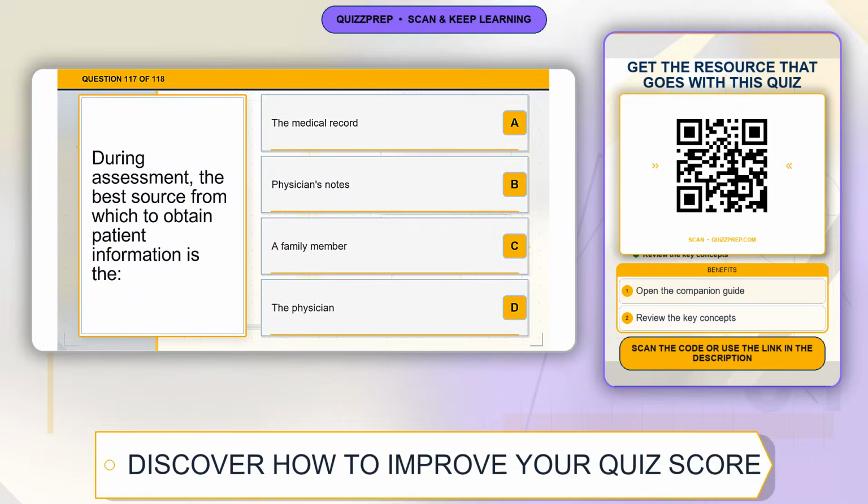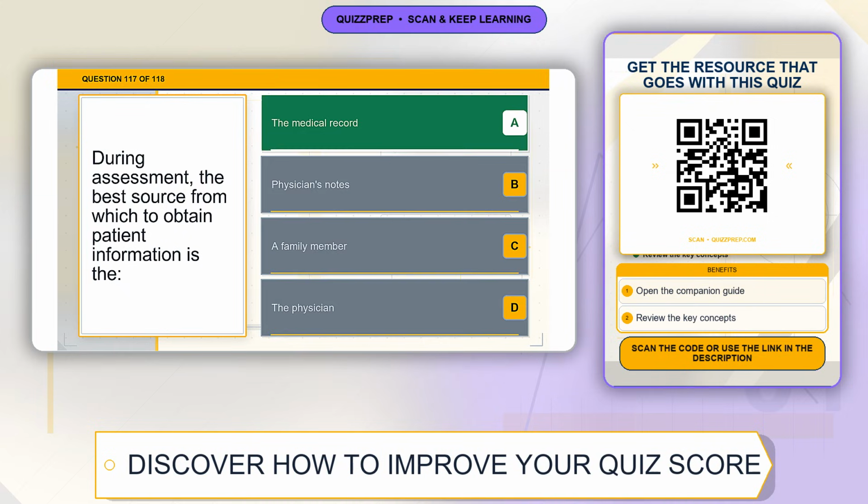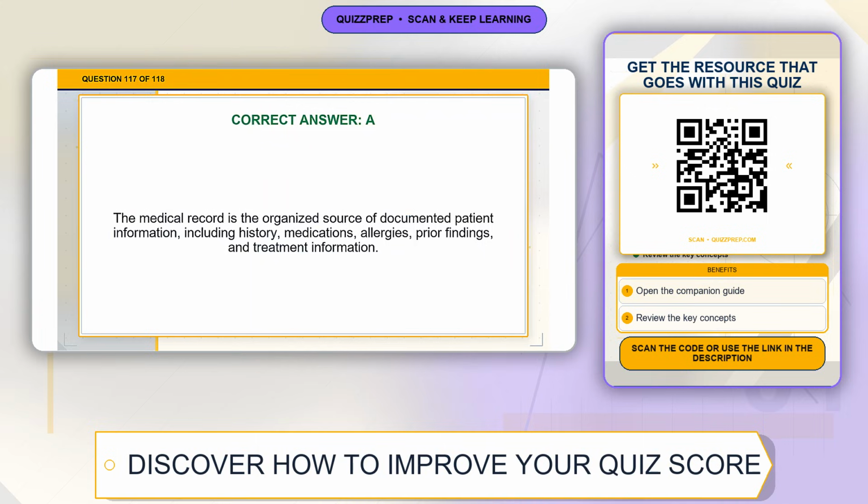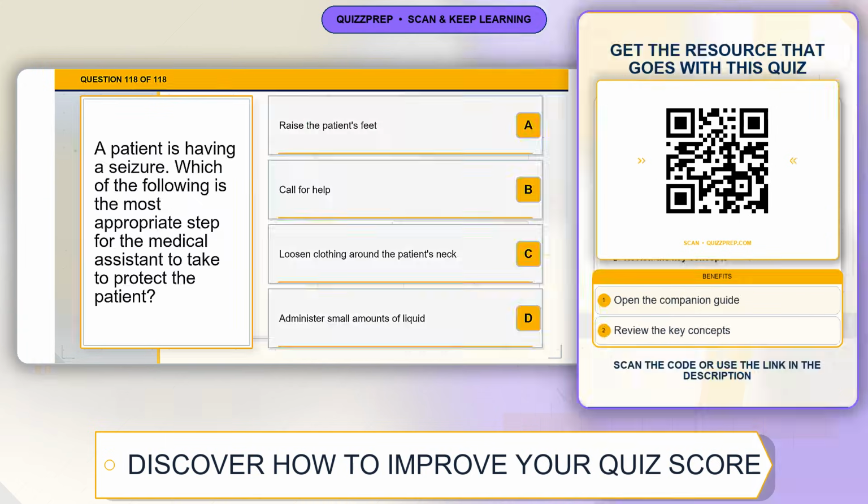Question 117. During assessment, the best source from which to obtain patient information is the option A, the medical record, option B, physician's notes, option C, a family member, option D, the physician. The correct answer is option A, the medical record. Explanation: the medical record is the organized source of documented patient information, including history, medications, allergies, prior findings, and treatment information.